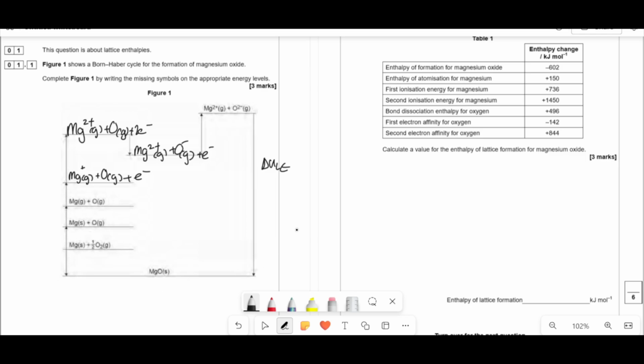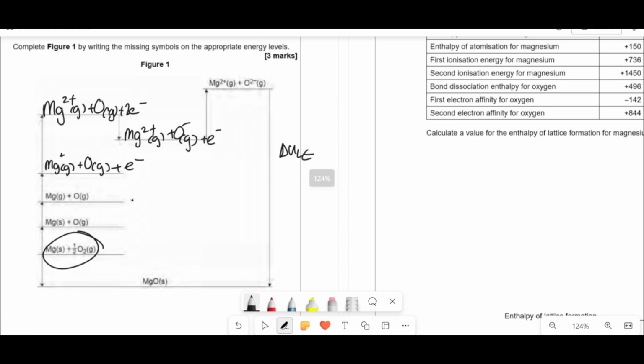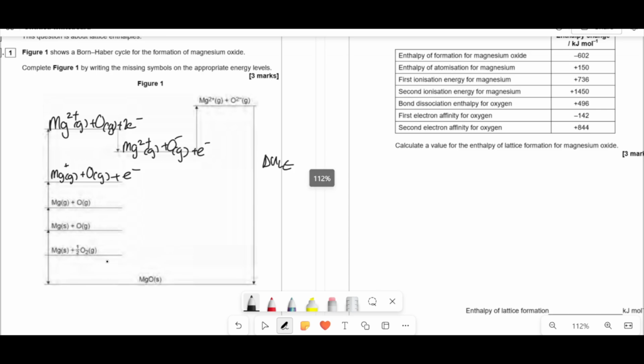So what I do is I just write the arrows on the diagram. We're going from solid magnesium and half O2 gas, so they're the elements in their standard states, to making a solid ionic compound. That is going to be the enthalpy of formation for this, which is minus 602. Cool. Then we're atomizing the oxygen.